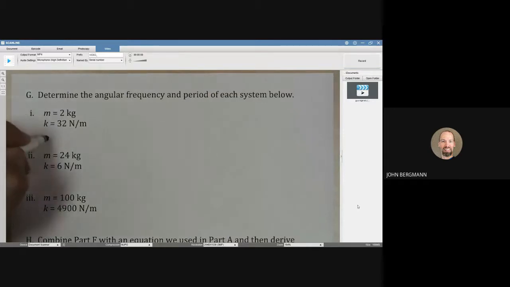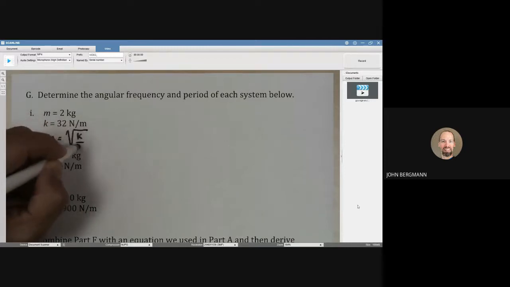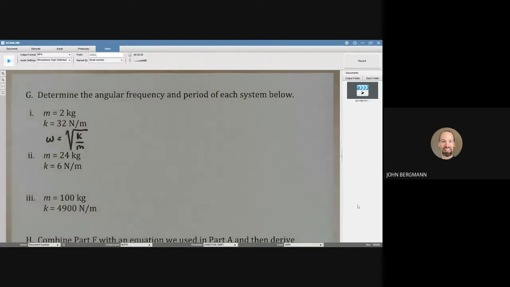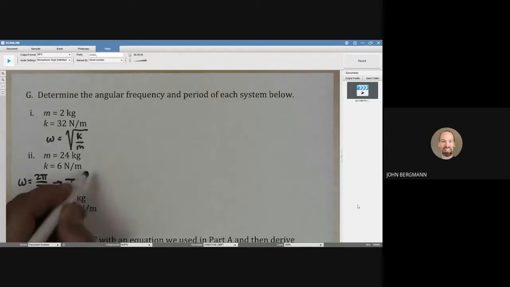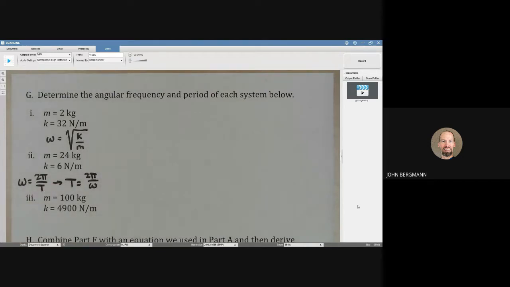So we just established that the angular frequency is the square root of k over m. And what about the period? Didn't we say earlier, let me do a little bit of scribble work here, that the angular frequency was 2 pi divided by the period? That was early in this video. And so once we know what the angular frequency is, then we can find the period because it'll be equal to 2 pi divided by omega. So I think if we use those equations here, we're going to be good.